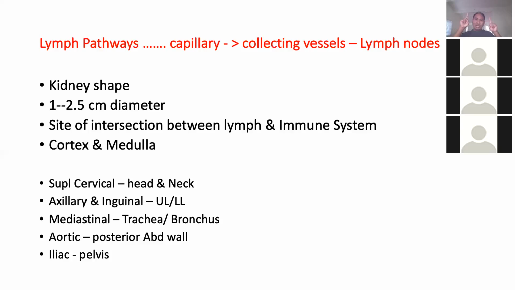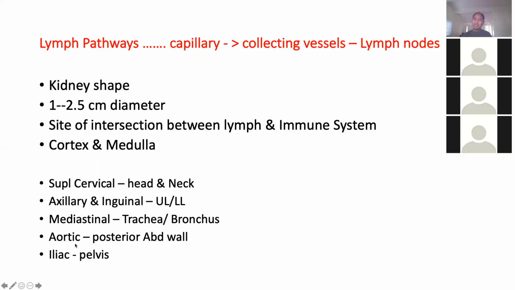Therefore, the enlarged lymph node is really important, and you need to know where the lymphatics are coming from to that particular group of lymph nodes. If there is any mediastinal lymph node enlargement, we need to check the trachea or bronchus, the tracheobronchial tree inside the mediastinum structures. We need to check that.